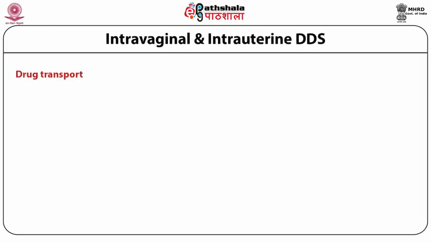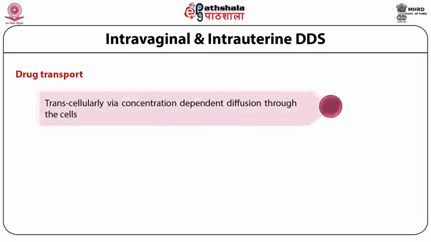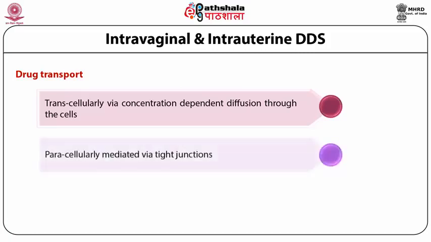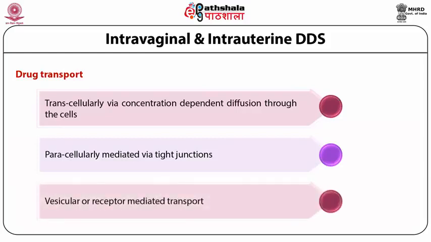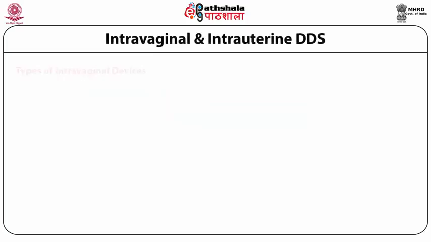Additionally, the drug transport has to be taken into consideration, whether it is transcellularly via the concentration dependent diffusion through the cell, or it is paracellularly, which is mediated via the tight junctions, or it is vesicular or receptor mediated transport. Keeping in mind all these factors will be very highly suitable for designing a successful intravaginal and intrauterine controlled release drug delivery system. There are various types of intravaginal devices.